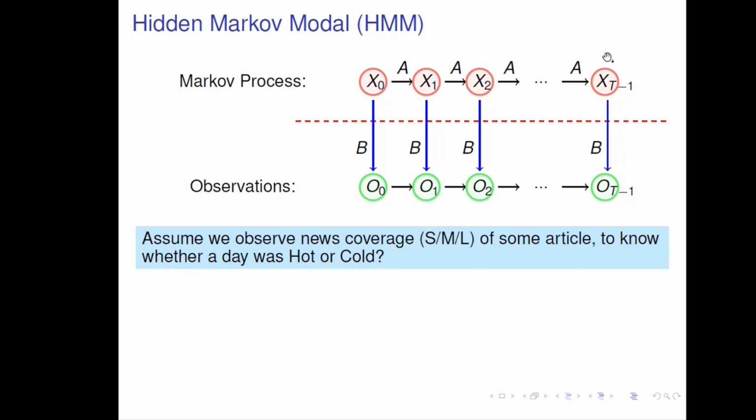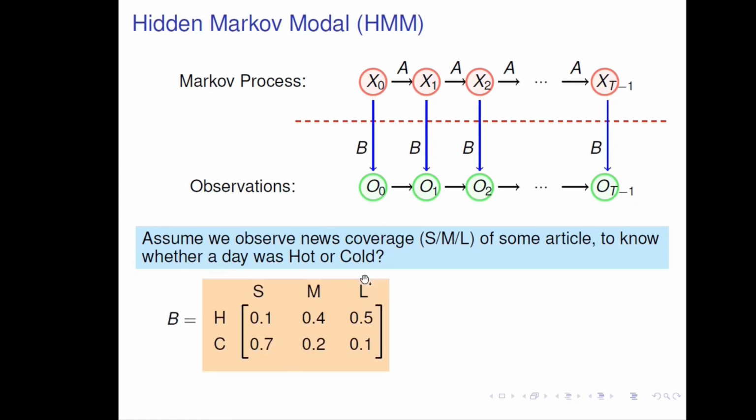You don't know the state, but you know only the observation based on that. Now, let us come back to our problem. Assume that we observe the news coverage is small, medium, or large for some article to know whether a day was hot or cold. And let's assume that this is the matrix I have.